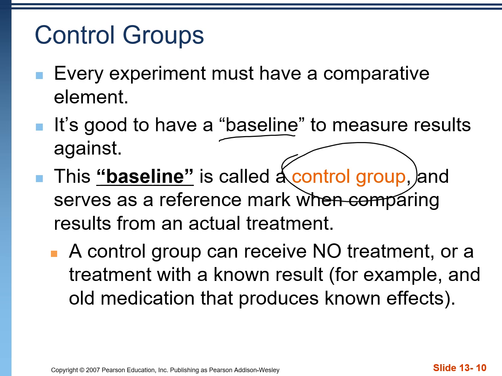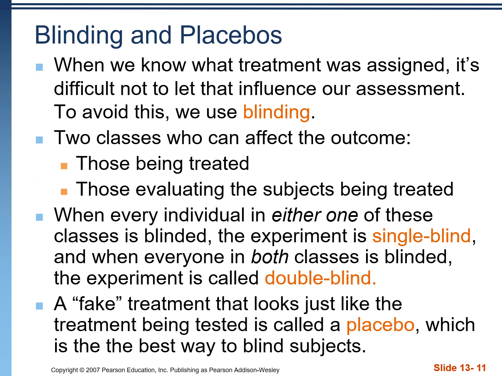A control group can have no treatment, or it can just have a treatment with a known result. Maybe we're testing a new migraine medication versus a migraine medication that's been around for a really long time. Or on the opposite side of the coin, maybe we're testing a new migraine medication versus a placebo, where someone's getting a pill that actually has no medicinal properties whatsoever. And with that lead in, let's talk about placebos along with the overall concept of blinding within an experiment.